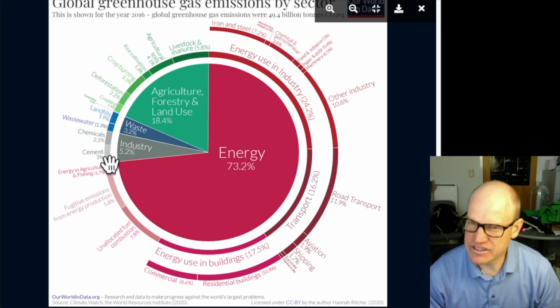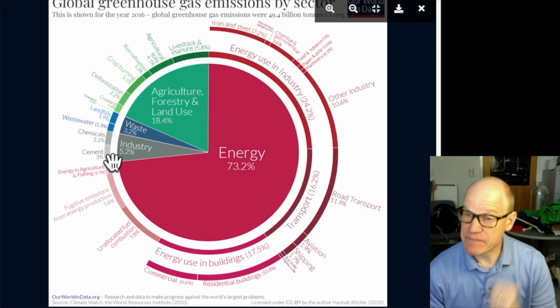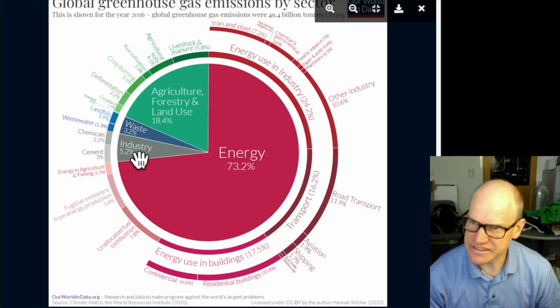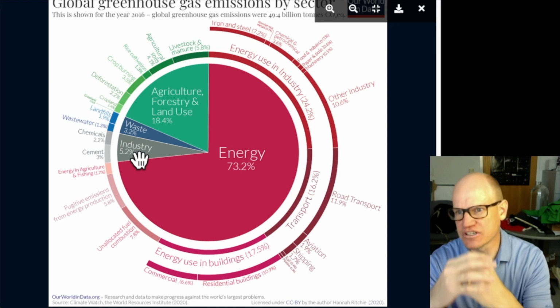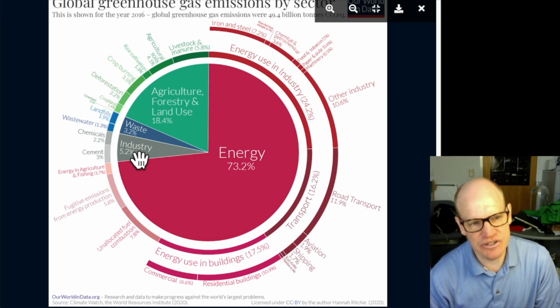That's different than the energy that goes into making those things. So this is industrial waste carbon emissions, as opposed to carbon emissions from the energy source that allows the thing to happen in the first place. So I'll give you an example.